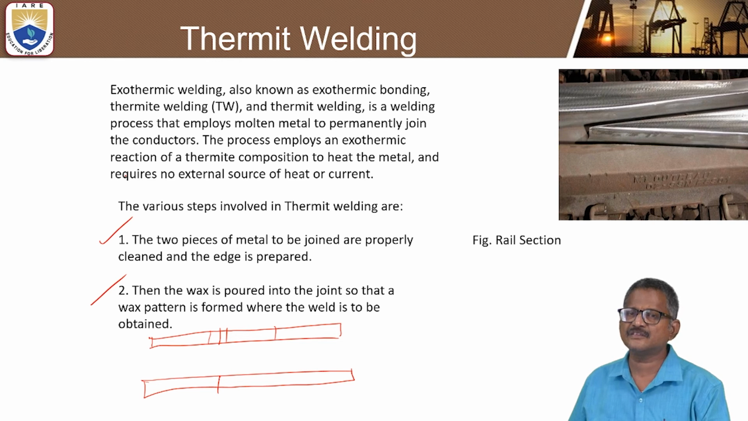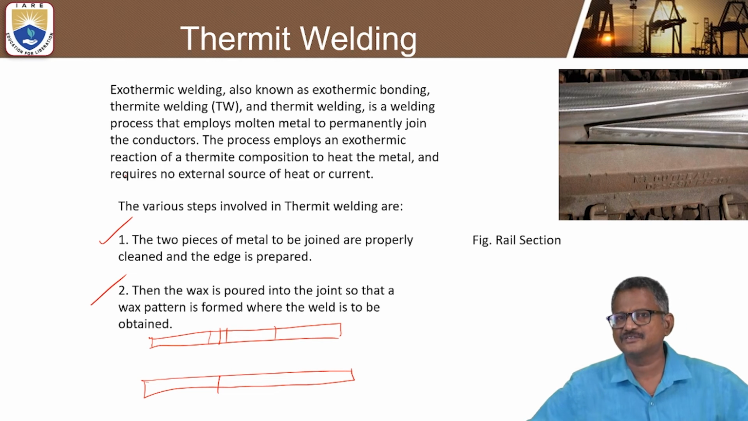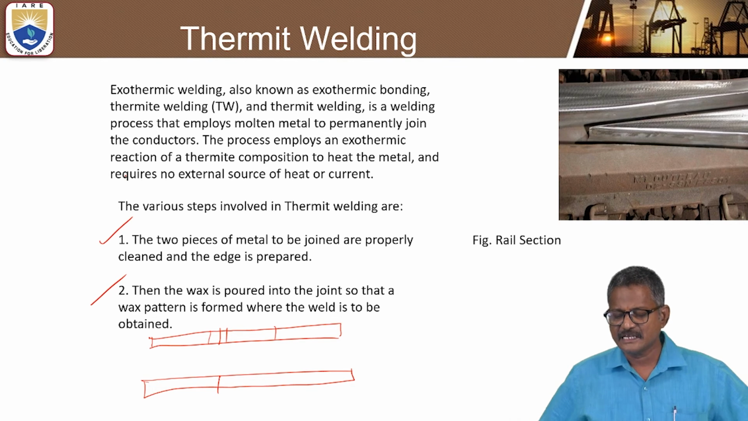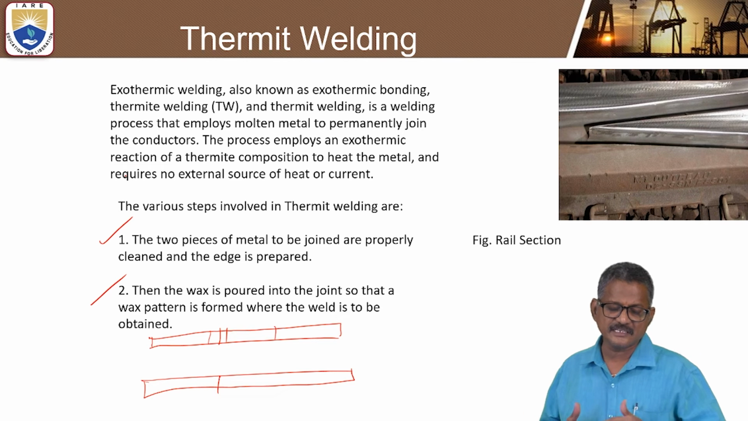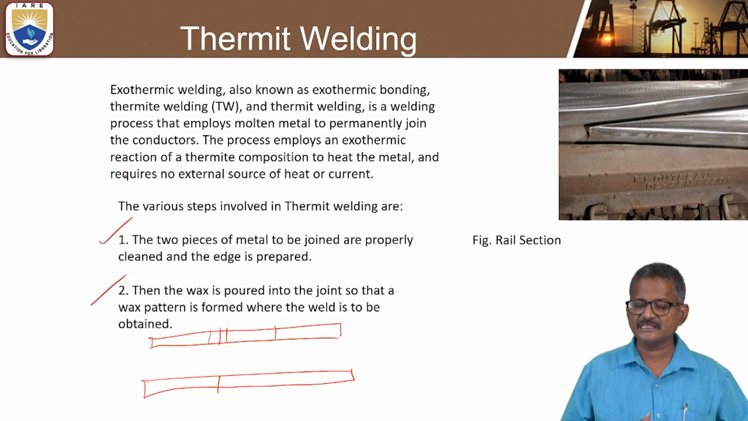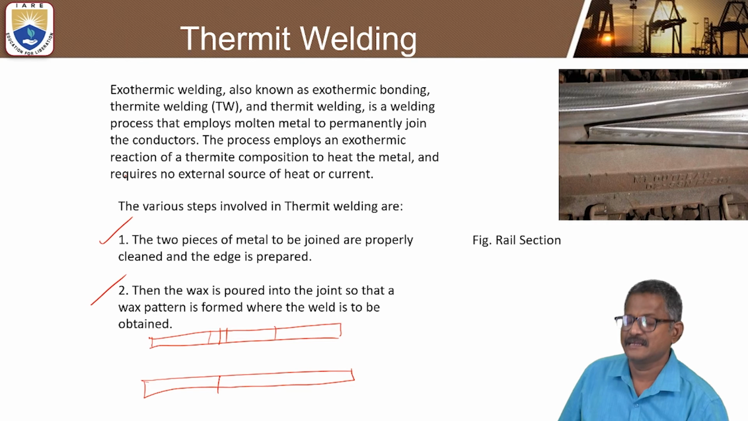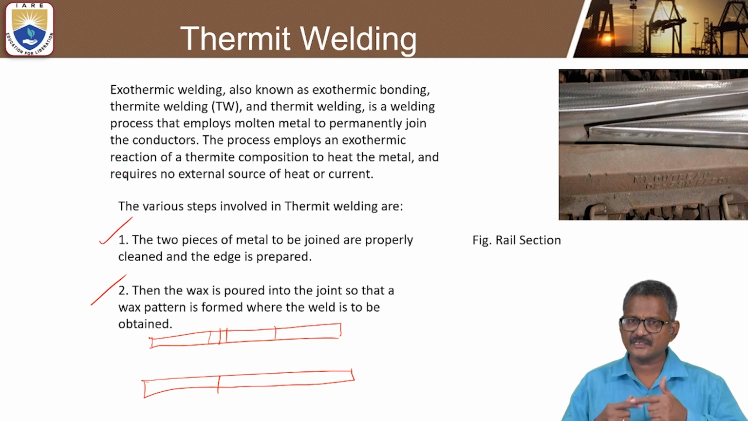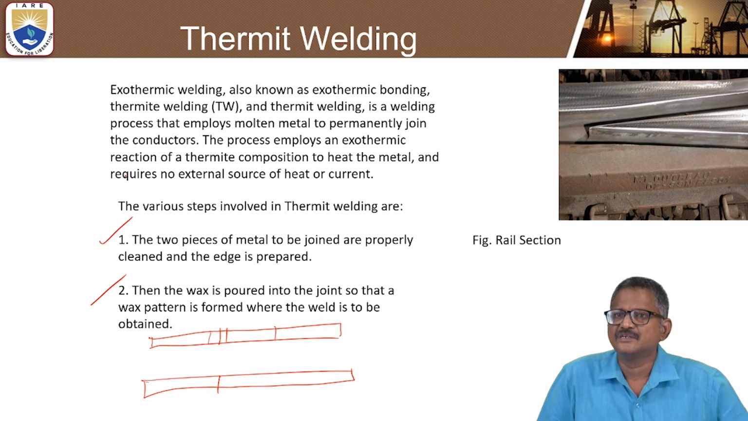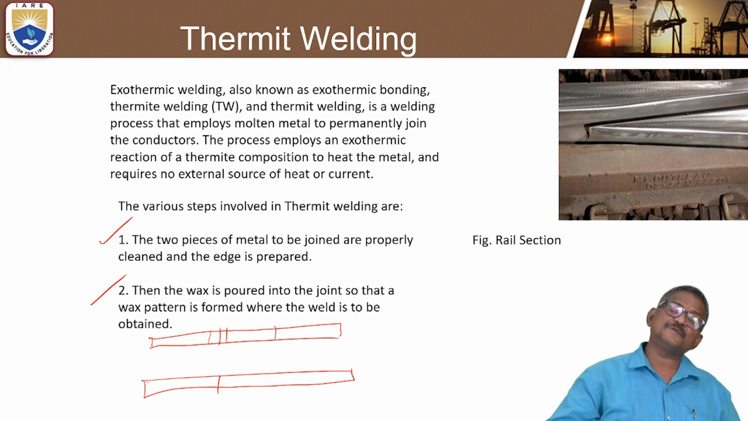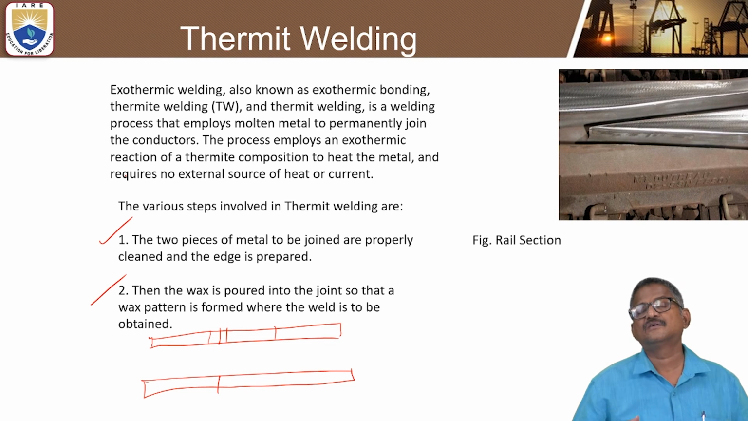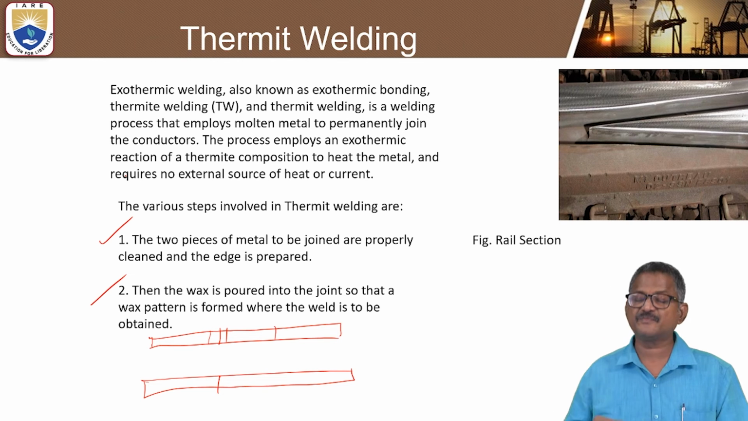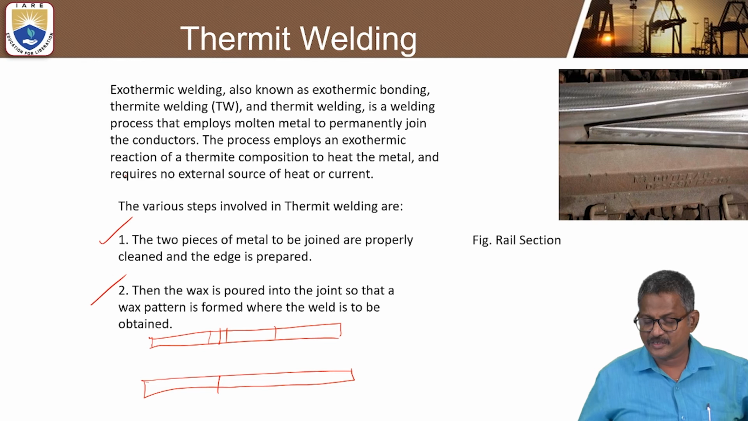It is also called exothermic welding. The thermite welding process employs molten metal to permanently join the conductors. Next, the two pieces of metal are to be properly cleaned and the edge prepared. Otherwise, we cannot do the joint effectively. The pouring time is also very important, and you should follow the pour temperature.